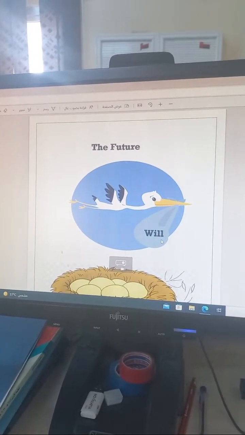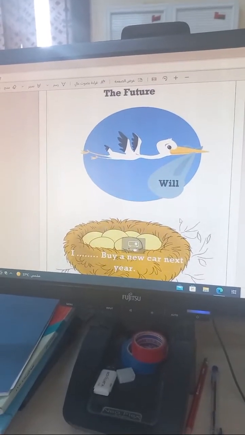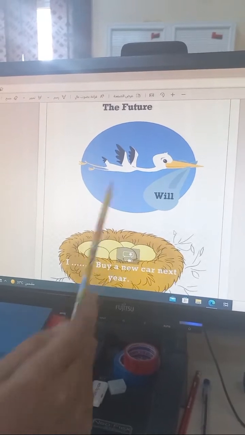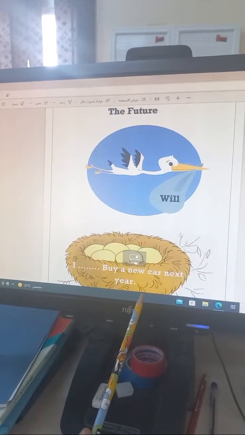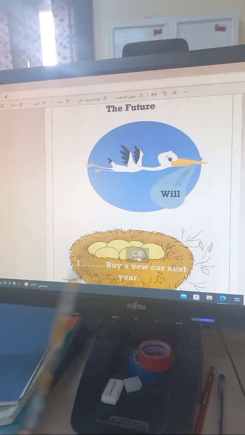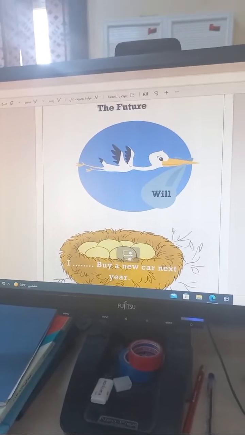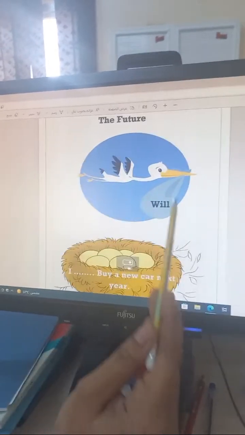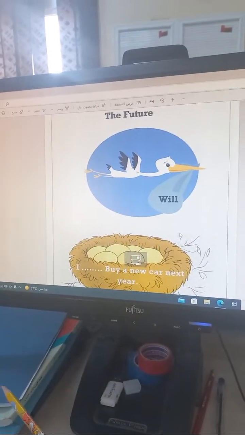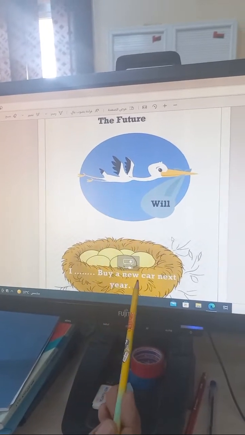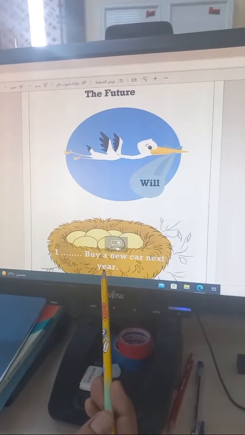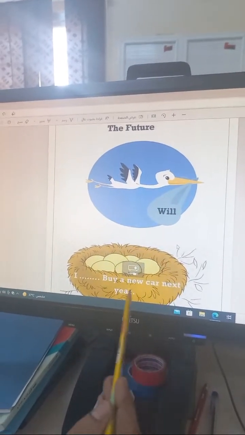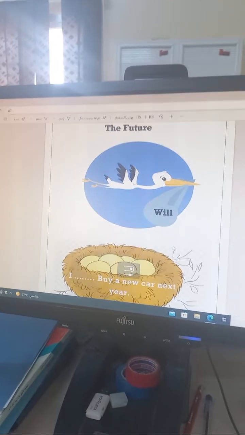Look at this bird. Here we have a nut, we have eggs, but this bird is flying. That means he wants something else. He wants to do something else. He has a dream. The dream here is the will clause. The will is a helping verb. So, I will buy a new car next year. What does that mean? I will means I am going to do. Next year is the keyword of the future.